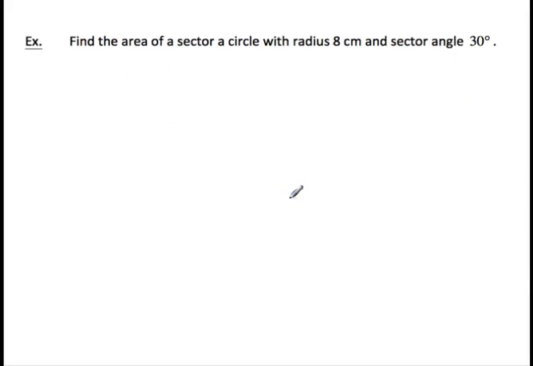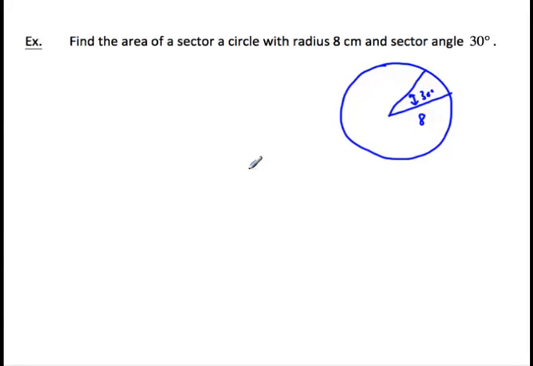To look at another example, here we're given a radius of 8 centimeters and a sector angle of 30 degrees, and we want to find the area of the sector. So to draw a picture again, we've got a radius of 8, and this angle here is 30 degrees. We want to find the area of that piece of pie. So in this case, r is equal to 8, and theta is equal to 30 degrees. But recall that we said that you can only use the formula if theta is in radians, so we have to change this into radians.